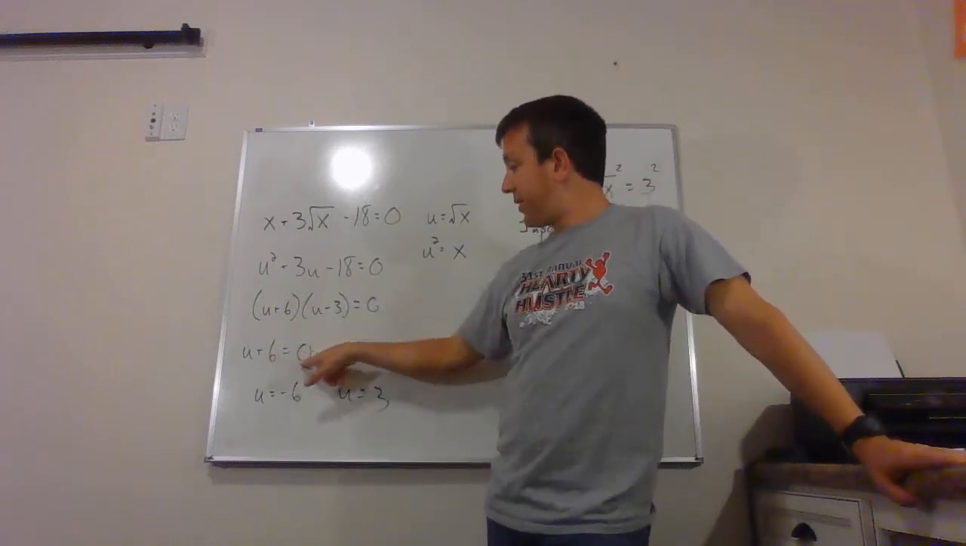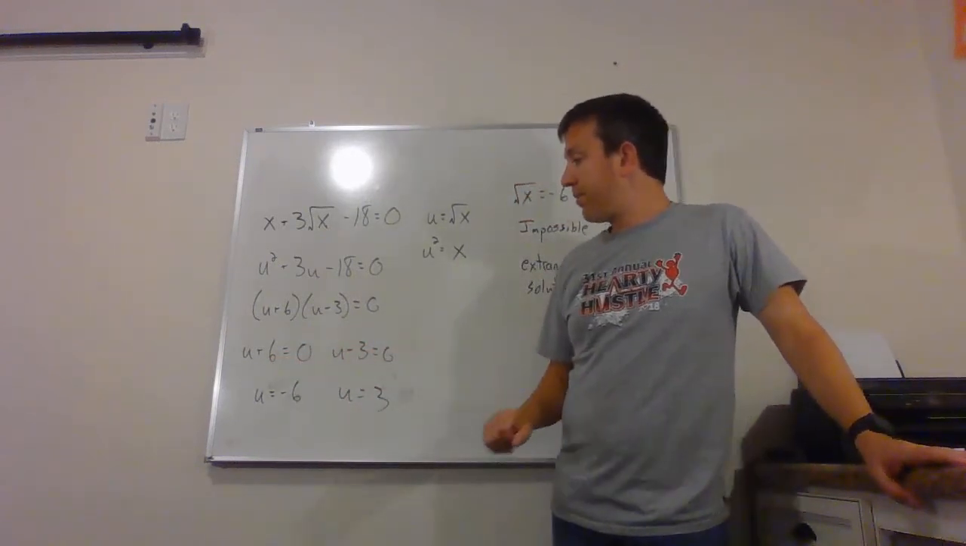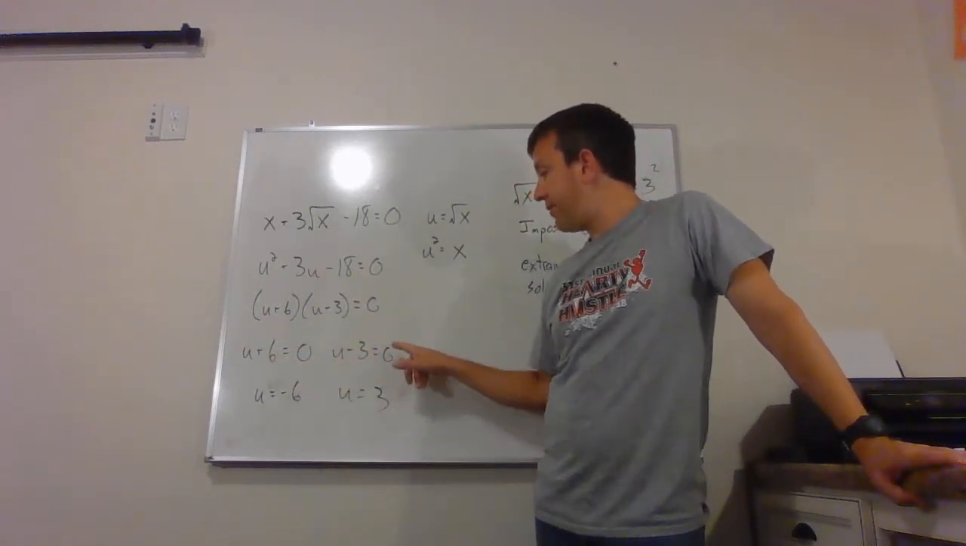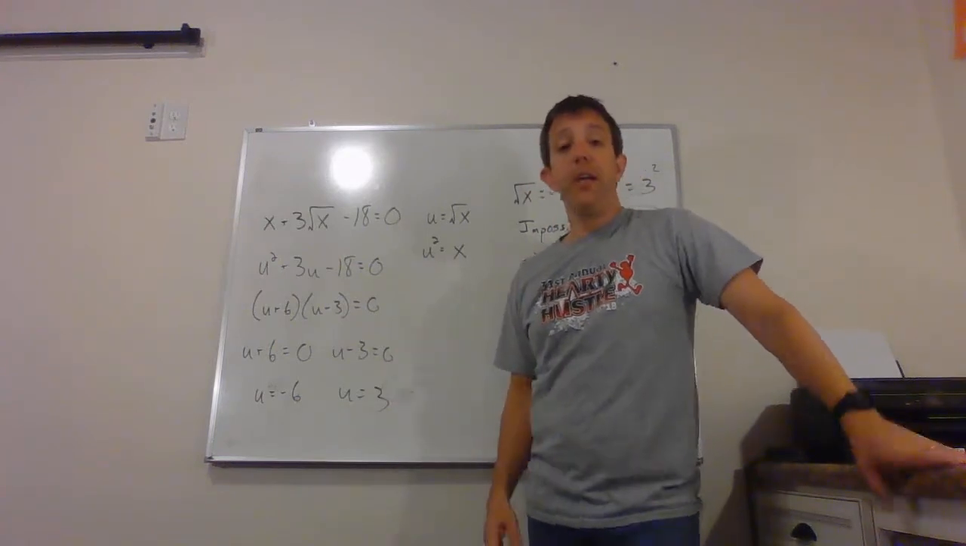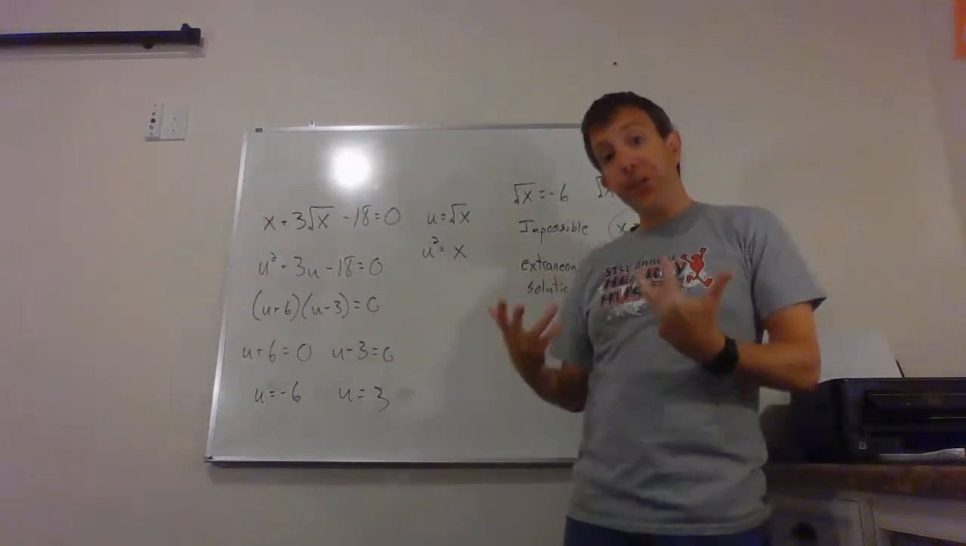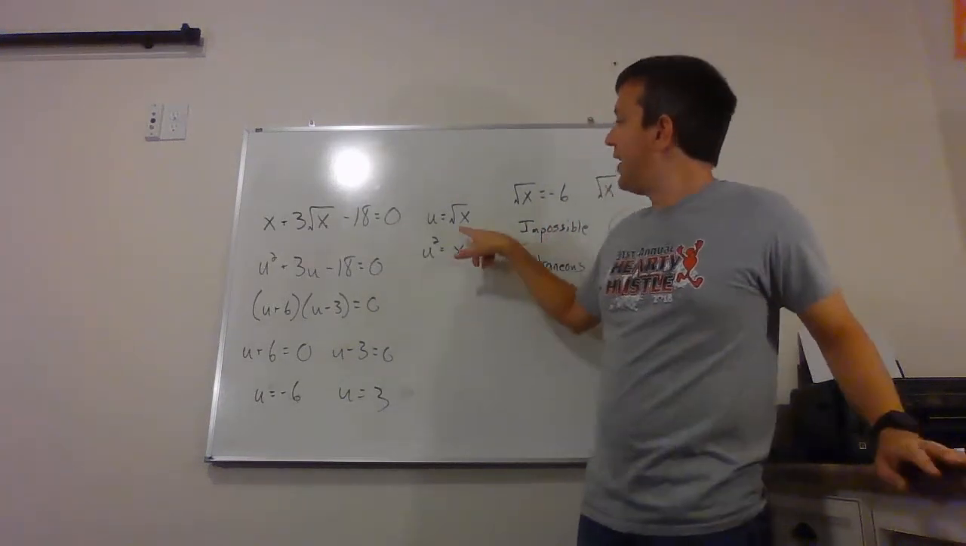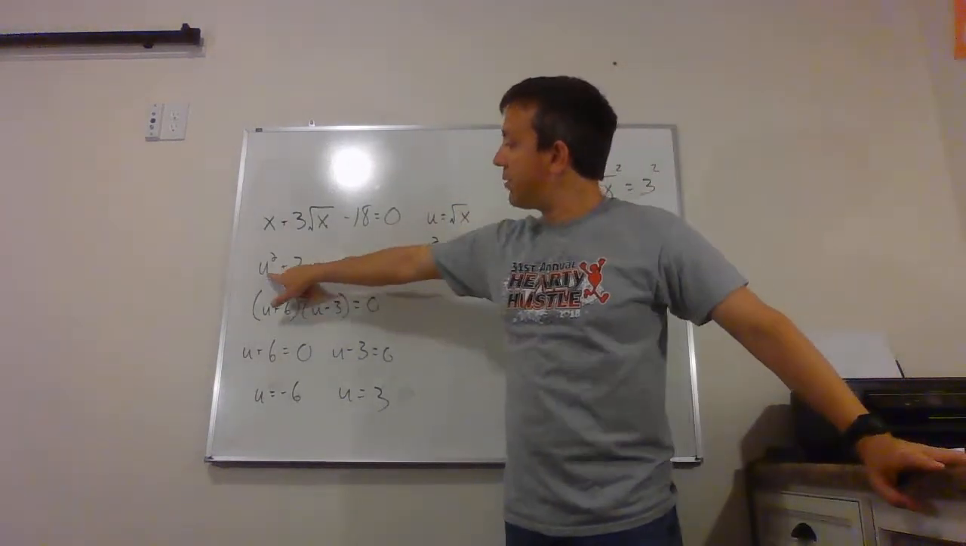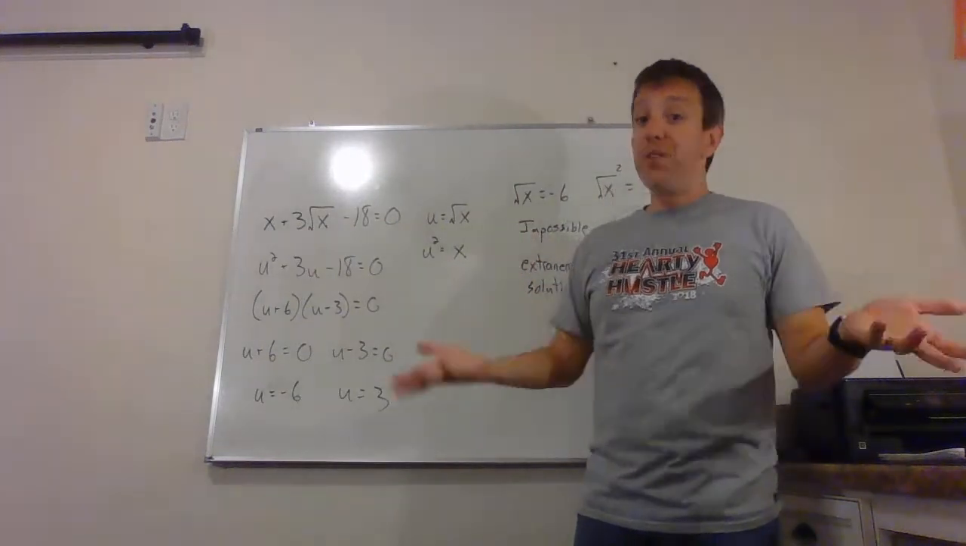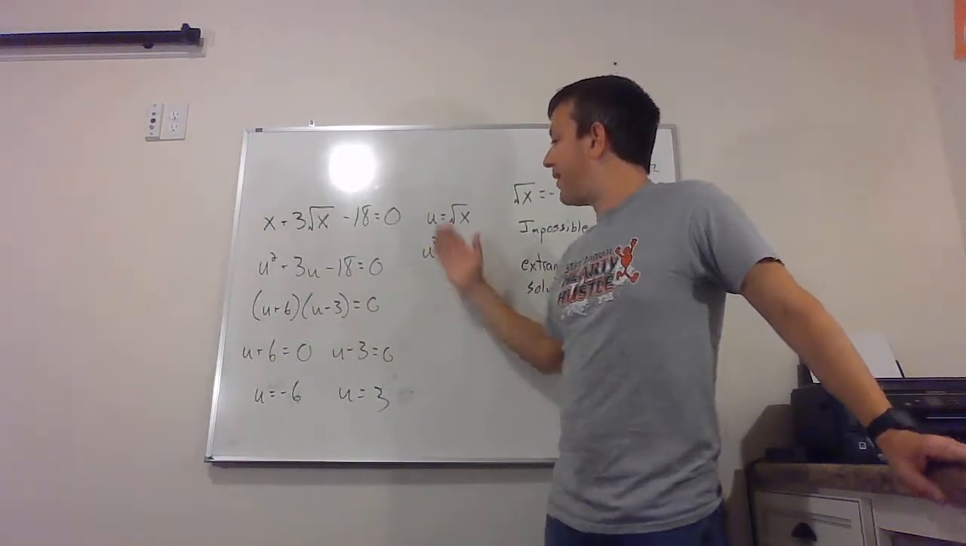I got u plus 6 times u minus 3 is equal to 0. That means that u plus 6 is equal to 0 and u minus 3 is equal to 0. Subtract 6 and get -6. Add 3 and get 3. So I have the solutions now for u. I still need them for x, but I have them for u. So let's just kind of see that again real quick. I just took that and I made u and u squared. Here's a hint, that's usually where they go. And then I solved it.